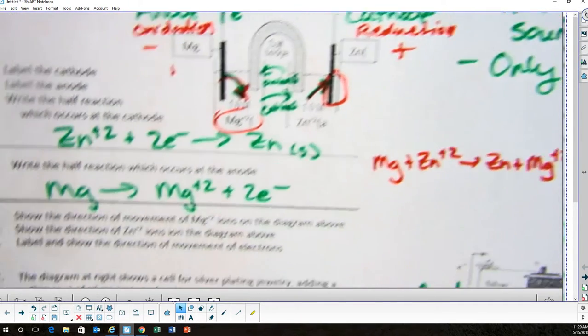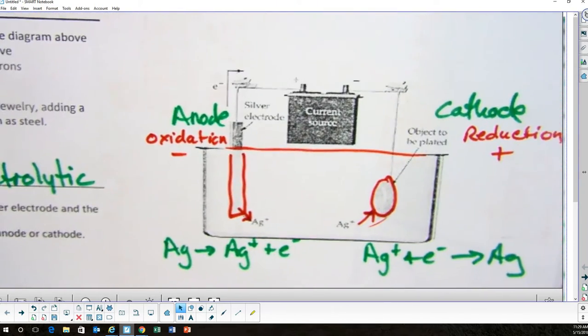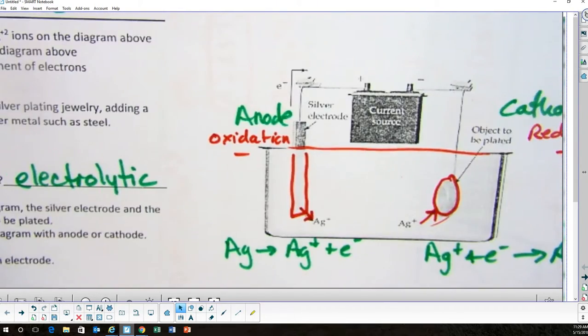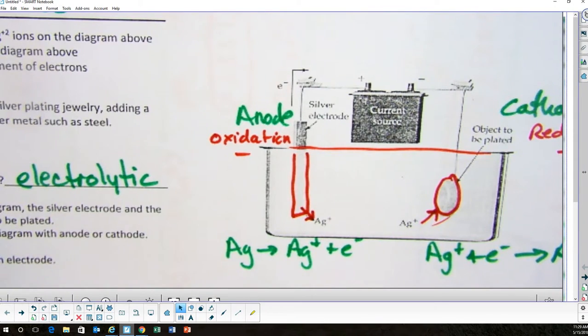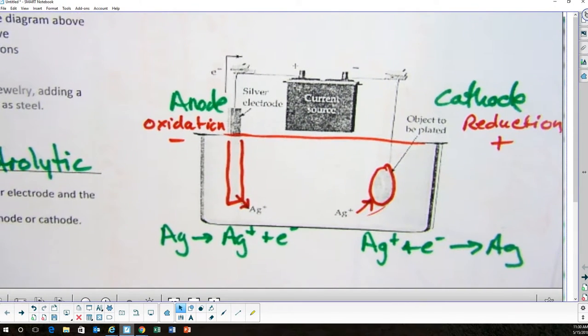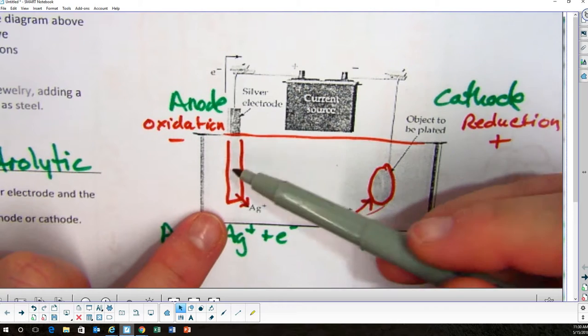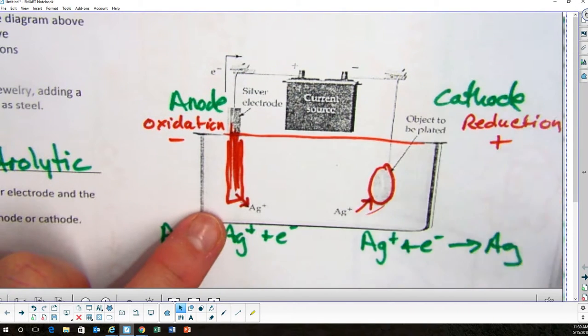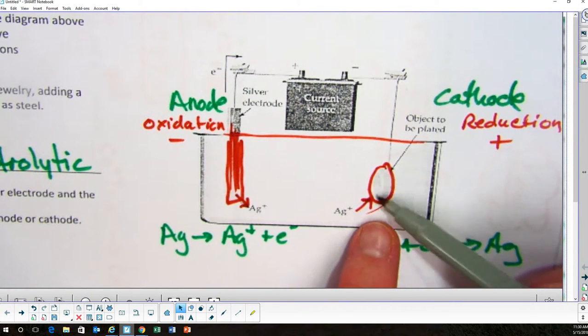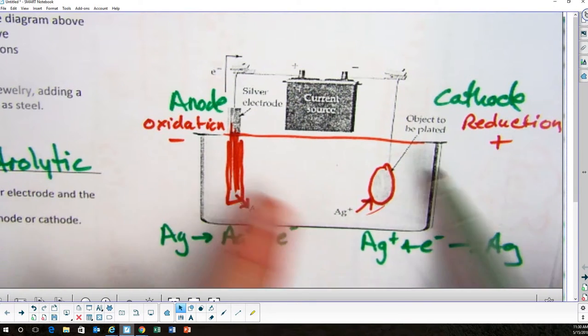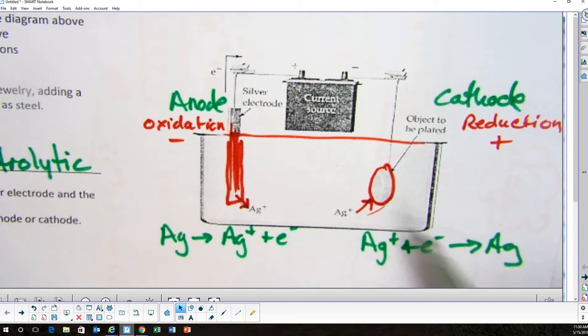Okay? So on the second cell that we've got down here at the bottom, this is an electrolytic cell. So that's A on 32, electrolytic. And you'll notice that with the electrolytic cell, we've got a silver electrode right here, and we have silver being plated on an object over here. Notice there's no salt bridge. The solution is the same.